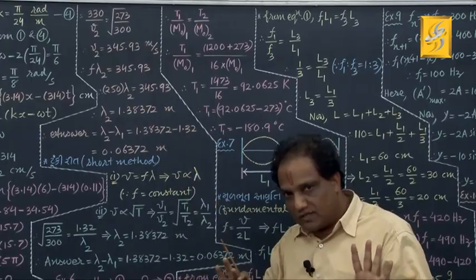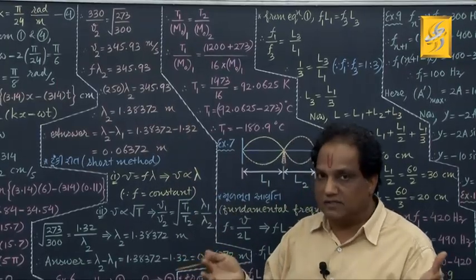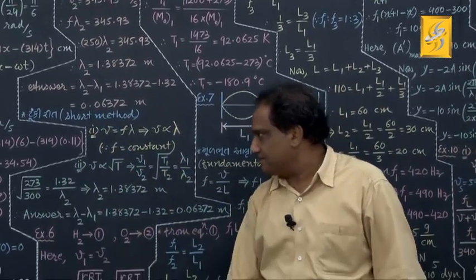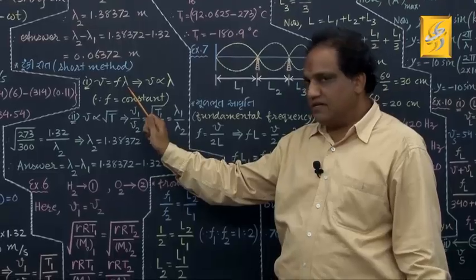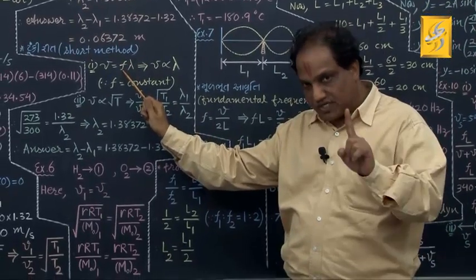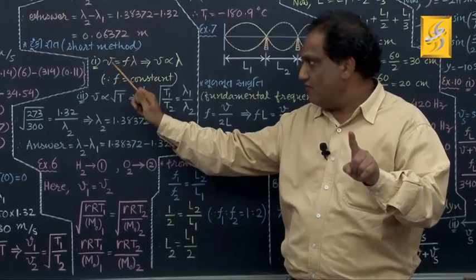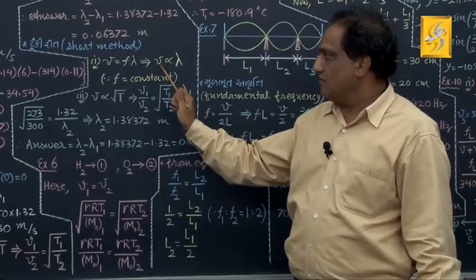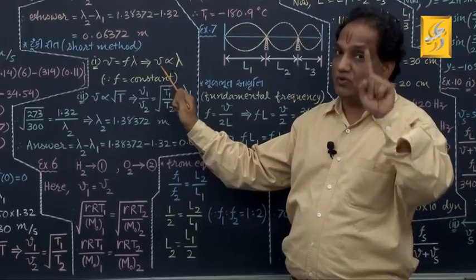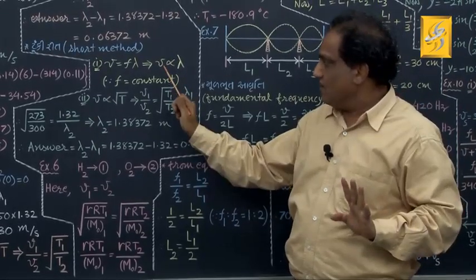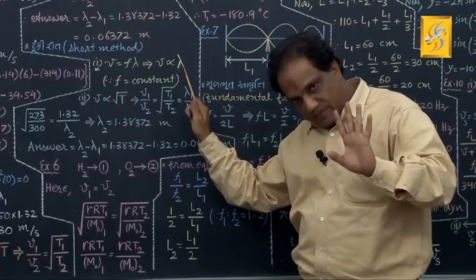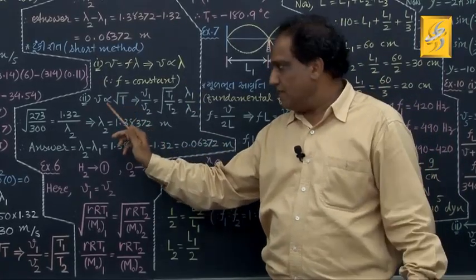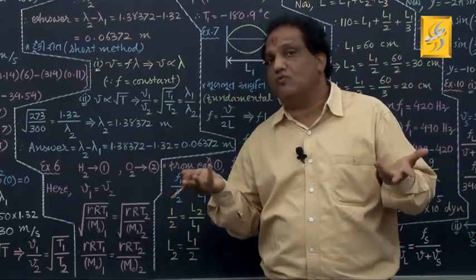This is a bit long method. Let us now adopt the second, which is a very easy method. Look, the short method is this. v equals f lambda. When the given frequency is constant, because f is constant right now, v is proportional to lambda. And when v is proportional to lambda, mathematically from this what you will get? v1 upon v2 equals lambda 1 upon lambda 2. Simple. Don't you know this? v proportional to under root of T? Yes, we know. Then direct proportionality, then 1, 2, 1, 2.